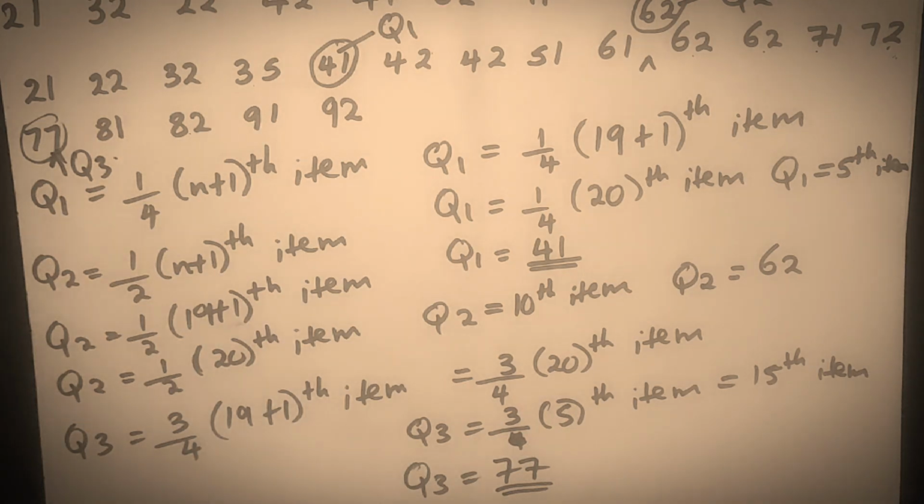So this is how we obtain these three quartiles from ungrouped data. In the next video, we are going to look at how to identify these three quartiles again on grouped data.